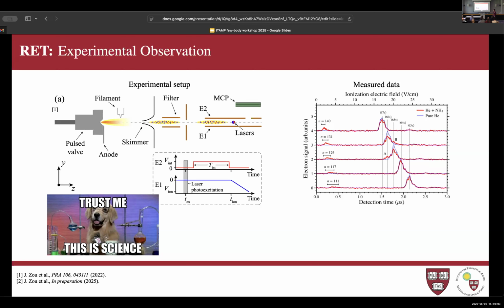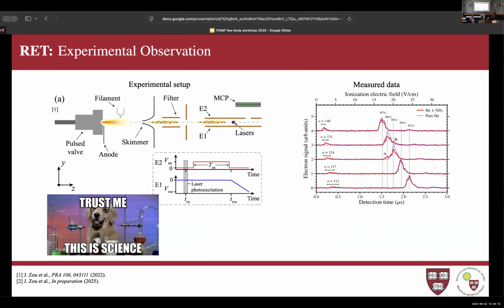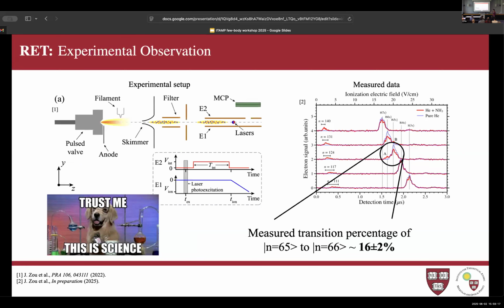But now if you introduce these ammonia molecules, there are some other bumps that pop up here and there. In particular, the one that we're looking at is the third from the top, the middle line over here, which I've circled nicely. Really it's a transition that you see going from just the n equals 65 state, where you actually start to populate the n equals 66 state in the Rydberg atom as well, just by the introduction of ammonia molecules.